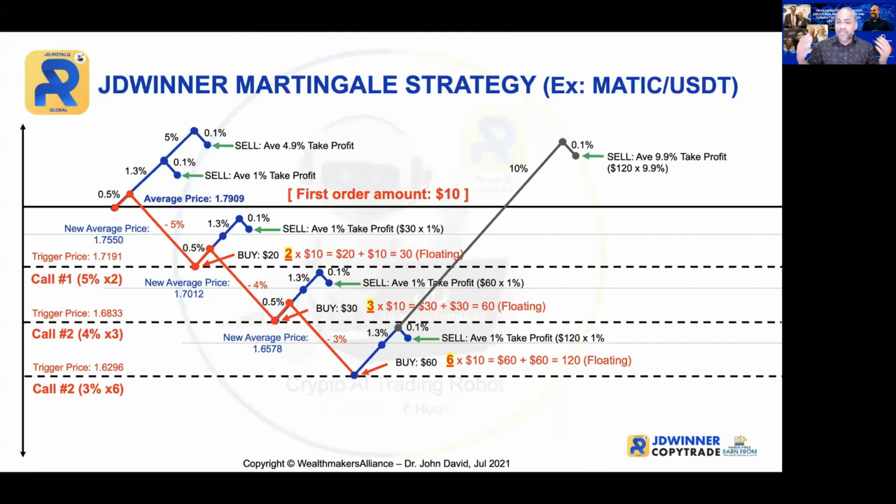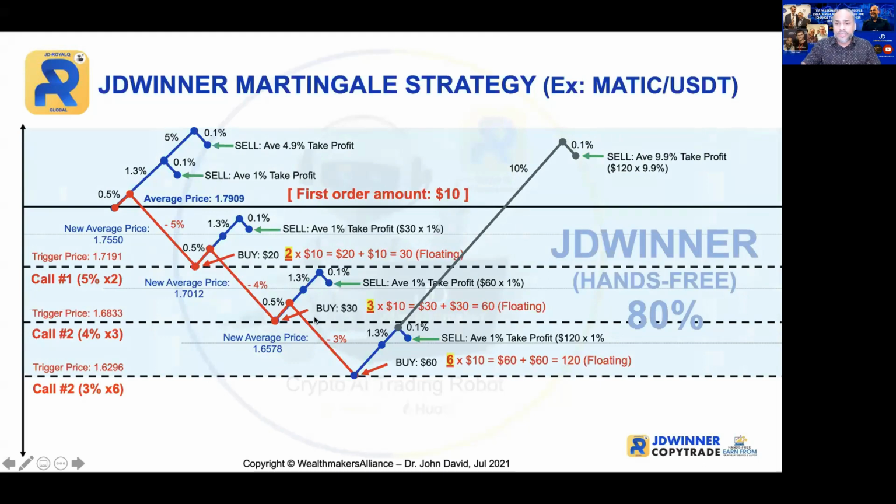So those who are impatient, what do they do? They go and sell it manually and take the loss. Don't ever do that. All right, don't ever do that. Okay, so now you can see, all these 3 calls are actually under JDWINNER, and it is done hands-free. So your 80% fund is taken care of by the bot, so you don't have to worry.